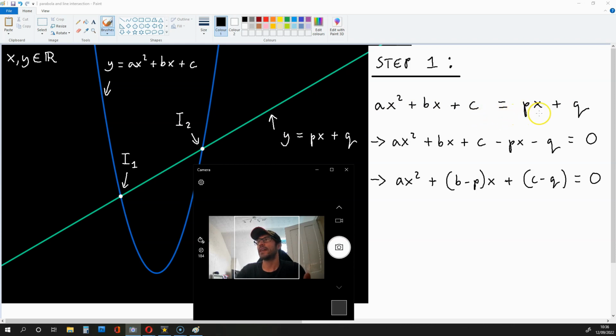If we subtract px and q from both sides of this equation, we get this. And if we simplify this equation using the distributive method, we are going to get this equation right over here. Now from here we can use the quadratic equation to isolate x, and this allows us to get the x coordinates of these intersections, and if we have the x coordinates we can plug them back into this equation over here, px plus q, to get the y coordinates of the intersections.